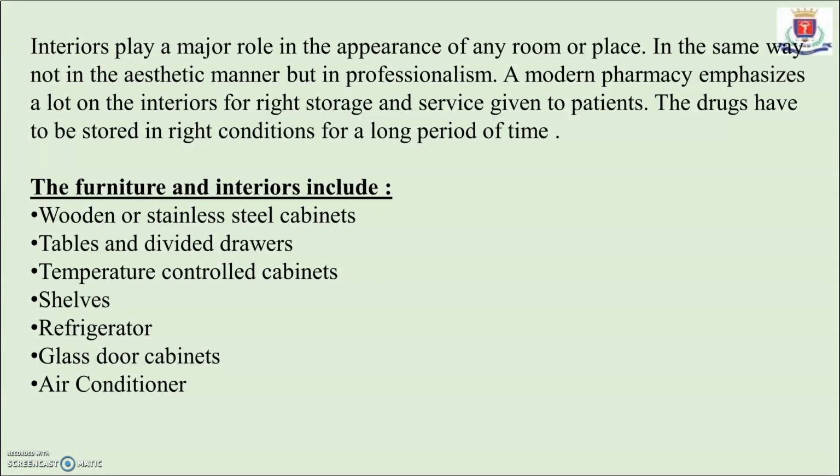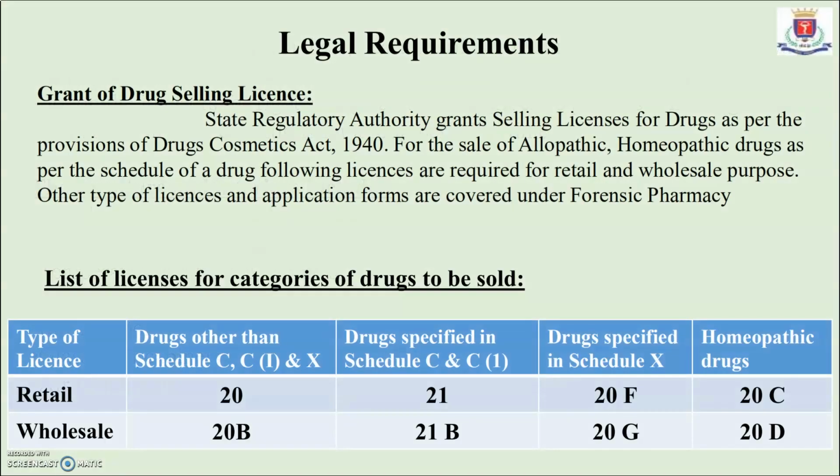So interiors play a major role in the appearance of any room or place. In the same way, not in the aesthetic manner but in professionalism. A modern pharmacy emphasizes a lot on the interiors for right storage and service given to the patients. The drugs have to be stored in right conditions for a long period of time. So the furniture and interiors include wooden or stainless steel cabinets, tables and divided drawers, temperature control cabinets, shelves, refrigerator, glass door cabinets and AC, that is air conditioner.